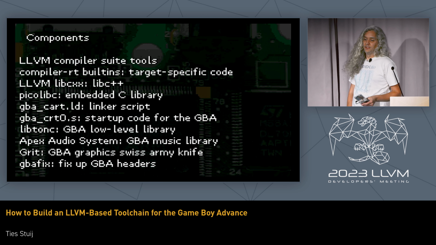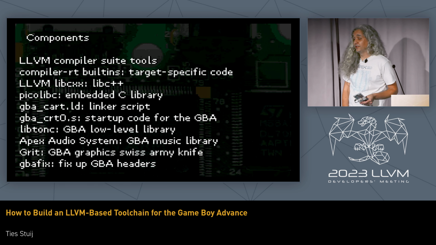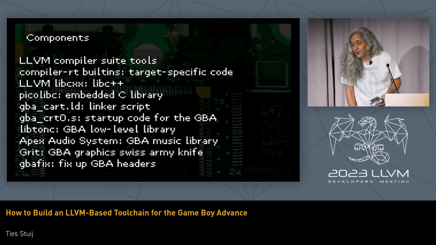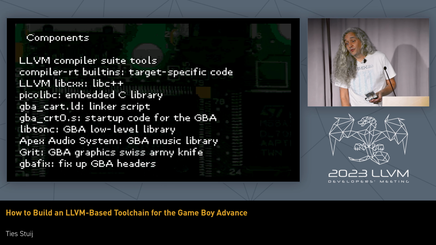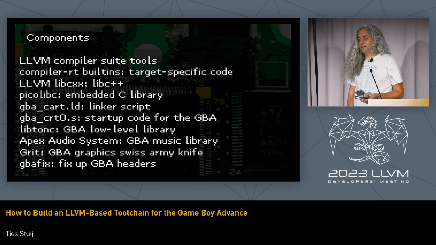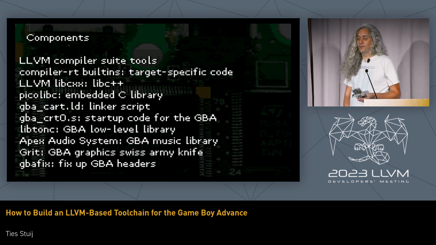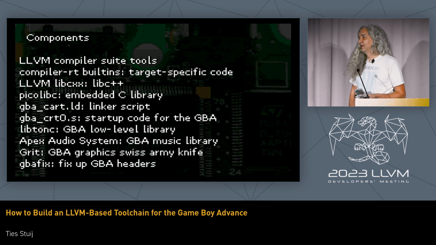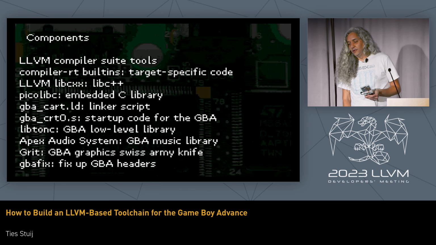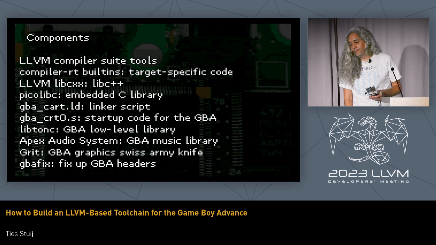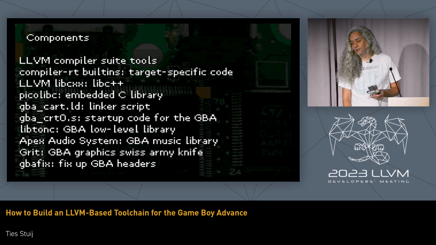Switching over to the toolchain. I thought I'd go over the components first, which you would typically need for this kind of toolchain. So of course you need a compiler suite, and you'll need your compiler-rt builtins. This is code that a compiler will spit out that you need to link in for platform-specific routines. libcxx we're using as the libc++ library. We're using picolibc for embedded for the C library.